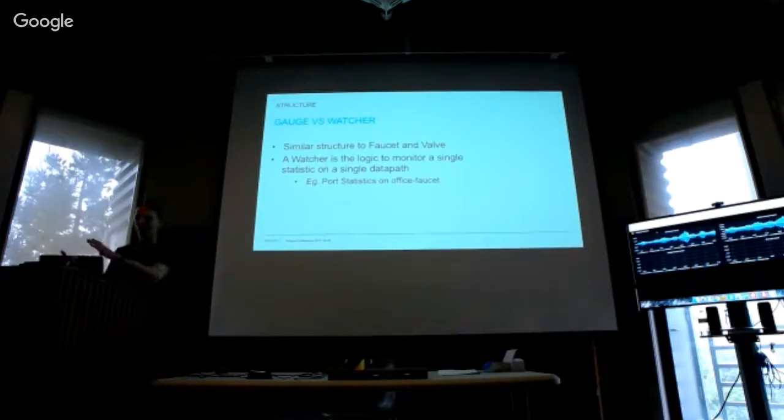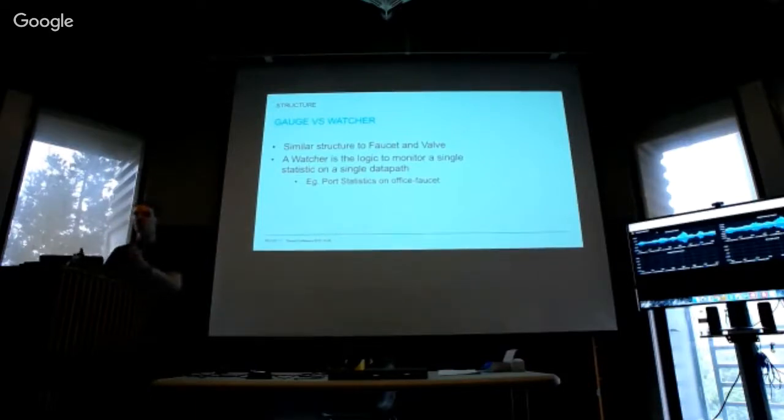The idea that this is the person watching the Gauge, it's a bad name. Anyway, it's a similar structure, right? So Gauge interacts with Ryu. Watcher, I believe, has a little bit more interaction with Ryu, but it is the logic for monitoring a single statistic on a single data path.